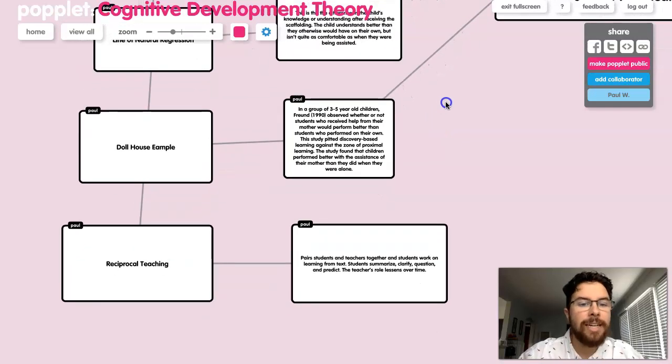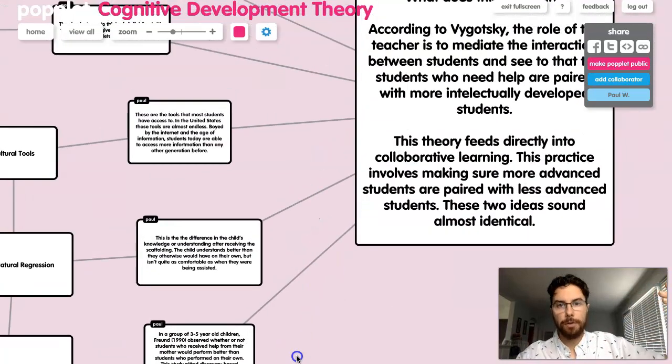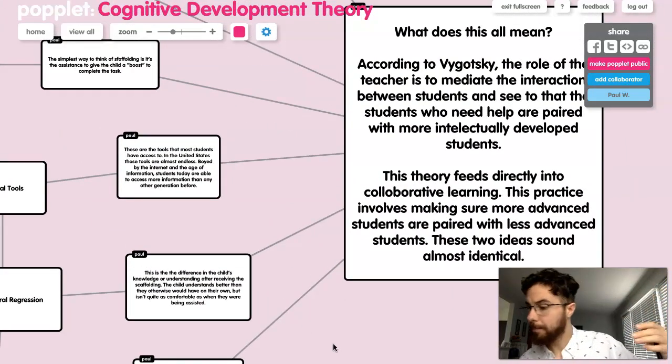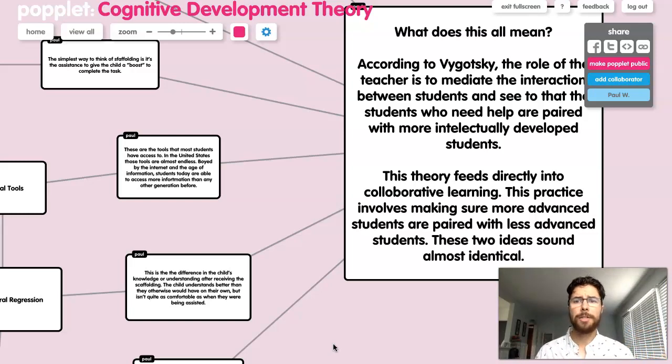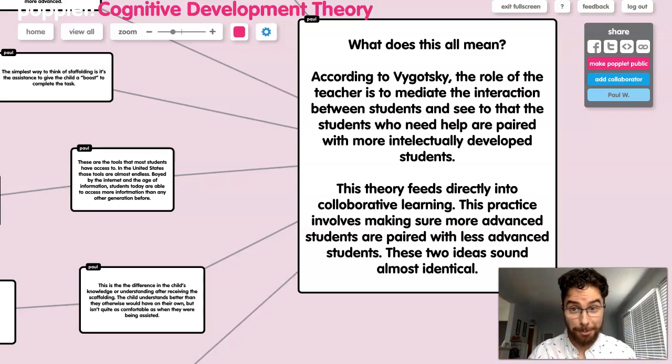Reciprocal teaching is basically just de-emphasizing the role of the teacher over time. So what does this all mean? According to Vygotsky, the role of the teacher is to mediate interaction between the students. I've got 20 seconds. This theory feeds directly into collaborative learning, which is the very same thing.